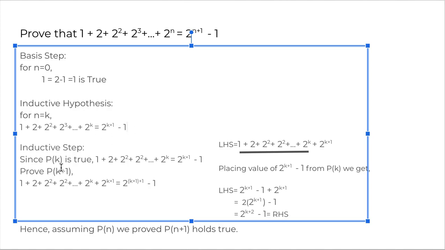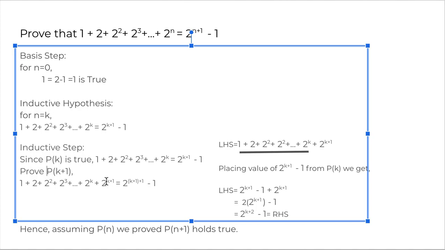And the inductive step would be that since P of k holds true, this value is correct, like this is the assumption that we'll make, and we prove that 1 plus 2 square plus 2 cube plus all the first k powers plus the k plus 1th power is equal to 2 raised to k plus 1 plus 1 minus 1, right? Right here, look at this. This is what we need to prove.